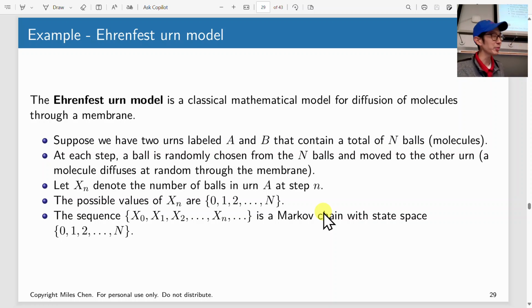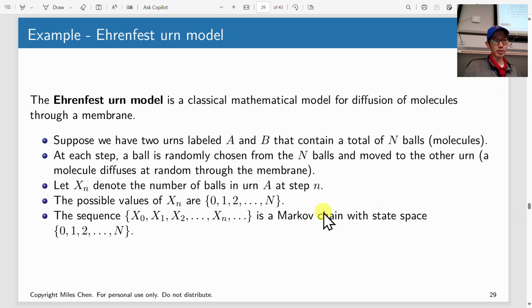we could treat the two sides of the membrane as these two urns, okay? One urn is labeled A, and one urn is labeled B, and in total, the entire system has a total of N molecules, okay? But we're going to model this as balls or marbles or something. So we have a total of N balls in both of these urns combined, okay? And at each step, we just randomly choose one of these balls, and we move it from one urn to the other. So I might randomly choose a ball and move it from urn A to urn B, or I might randomly choose a ball and it goes from urn B to urn A, okay?